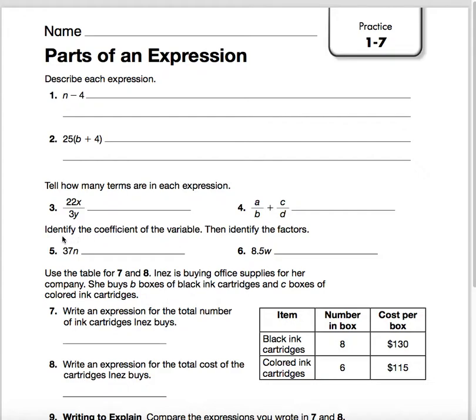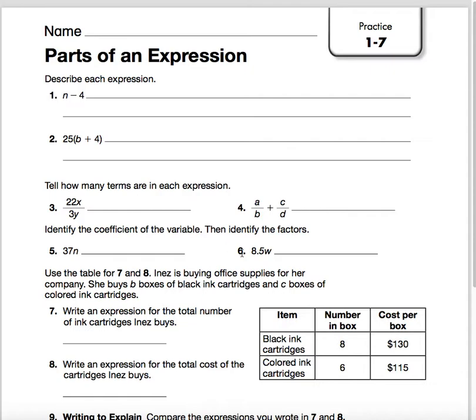Number 5 and 6, they want you to identify the coefficient of the variable, then identify the factors. So a coefficient is a number that is multiplied by a variable, and factors are two amounts that are multiplied together. If you look at number 5, you can see that you have 37 times n. Think about what the coefficient is. The coefficient is a number that is multiplied by a variable.